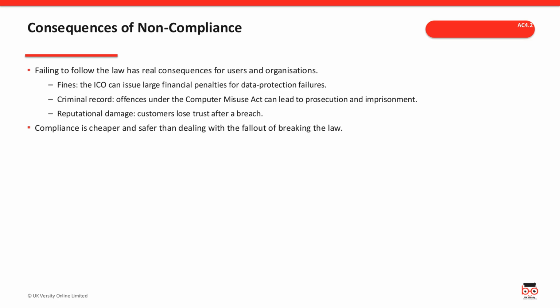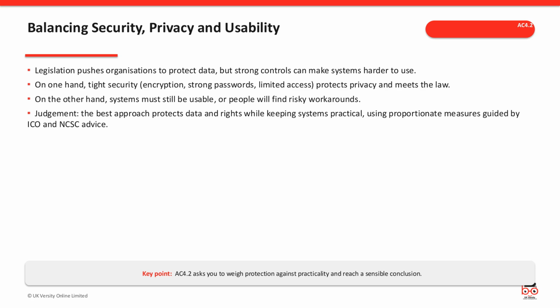Ignoring the law carries very real consequences for users and organizations alike. There are fines, with the Information Commissioner's Office able to hand out large financial penalties for data protection failures. There's the risk of a criminal record, since offences under the Computer Misuse Act can lead to prosecution and even imprisonment. And there's reputational damage, because customers quickly lose trust after a breach. When you weigh it all up, compliance is simply cheaper and safer than dealing with the fallout of breaking the law. Let's finish the analysis with a genuine balancing act.